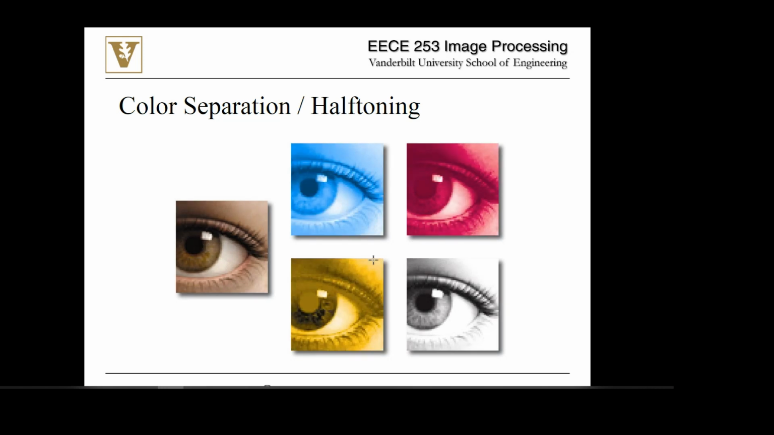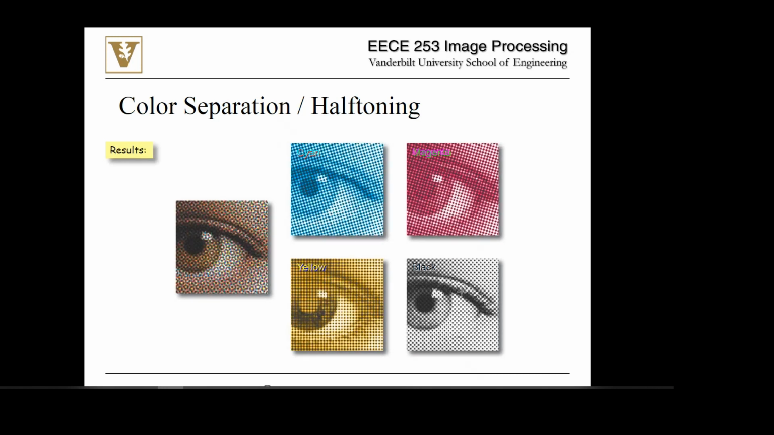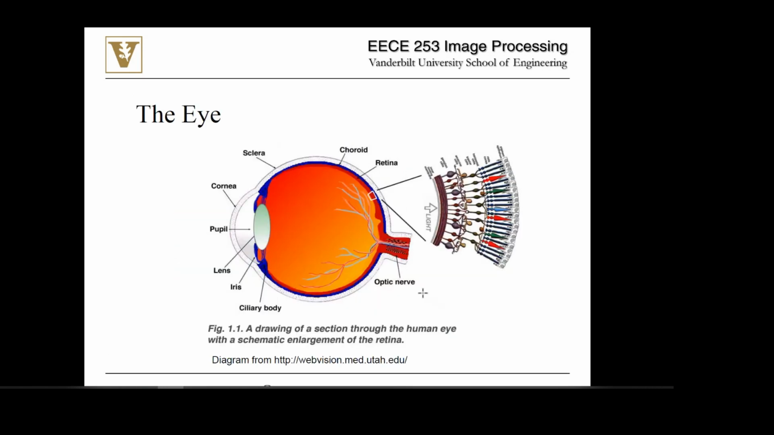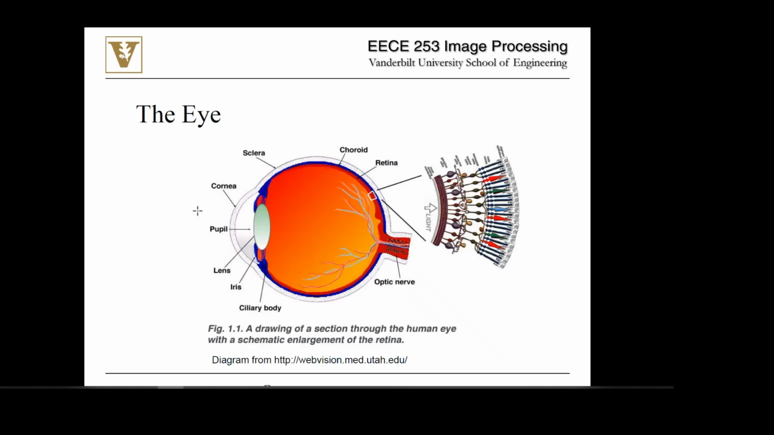And then these are the densities, and then you have to print them following different grids. So this is how you are printing. And then the superposition of these 4. If you look from a distance, you don't see the pattern anymore.